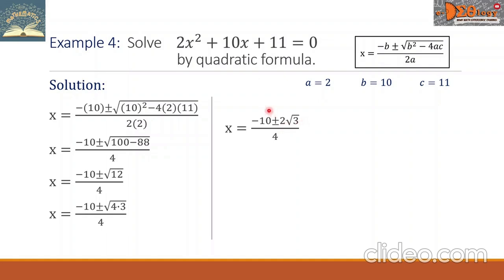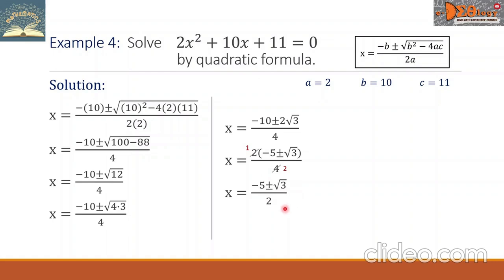In the numerator, there is a common factor, and that is 2. We can factor it out. So we have 2 times the quantity, negative 5, plus or minus the square root of 3, all over 4. We can cancel the 2 and the 4. So this 2 becomes 1, and this 4 becomes 2. We simplify further. X equals negative 5 plus or minus the square root of 3 all over 2.